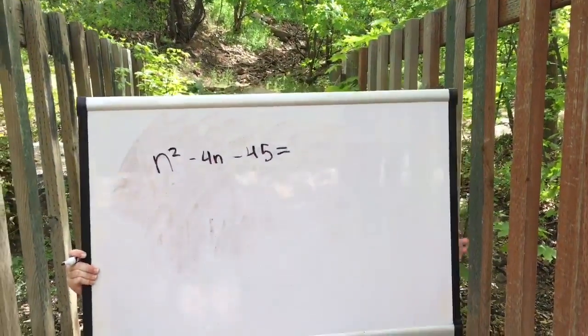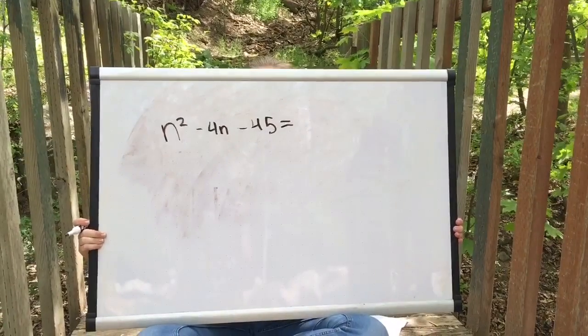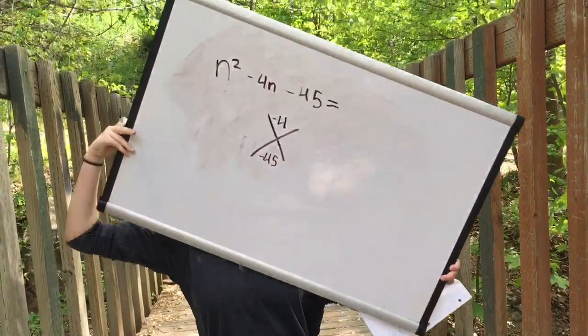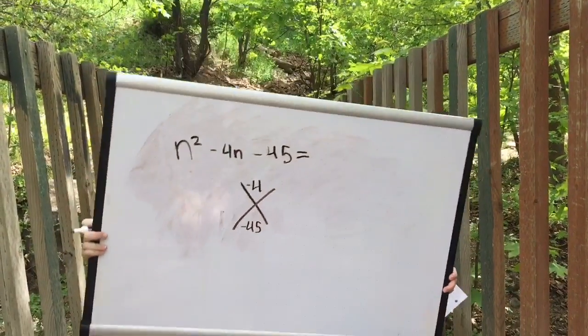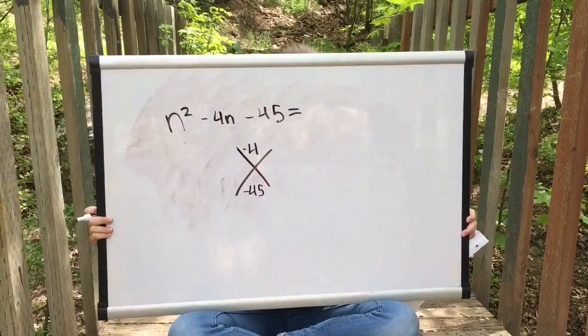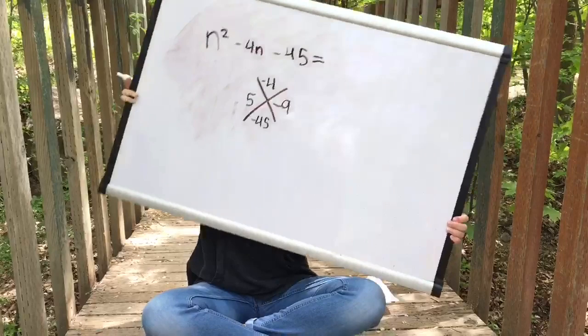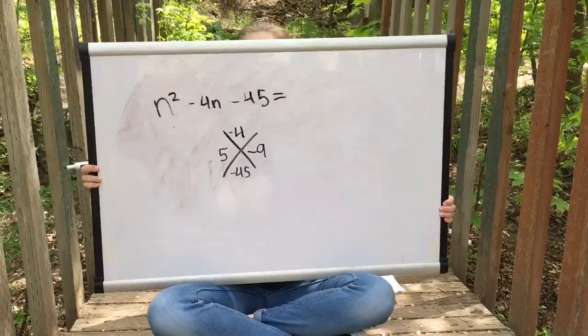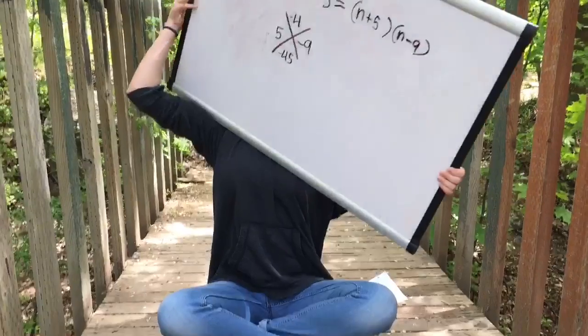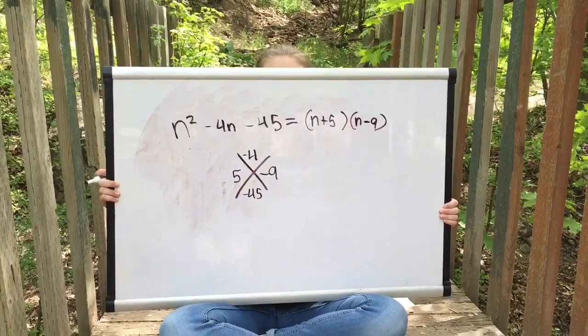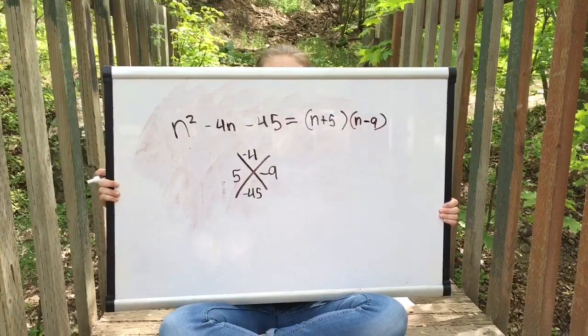Alright, this is a new form of factoring. So what we do is we make an x and we put negative 4 in the first part and negative 45 in the second part, and we have to find out what adds to be negative 4 and multiplies to be negative 45, and that's 5 and negative 9. So the answer is n plus 5 and n minus 9.